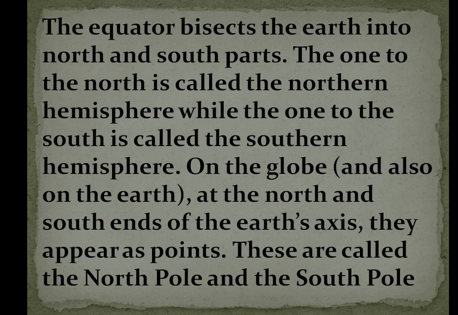On the globe, or we can say on the earth also, there are the ends of the earth's axis. Here we are talking about the ends of the earth, which have the axis known as the earth's axis, which we can describe as a point. At the north end it is known as the North Pole, and at the south end it is known as the South Pole. So in this way, the earth or the globe is divided into two parts.